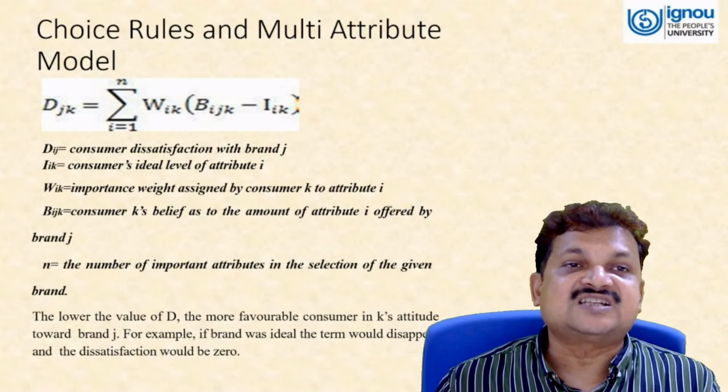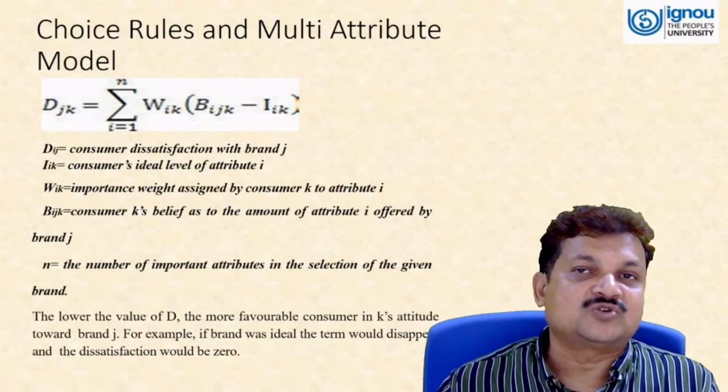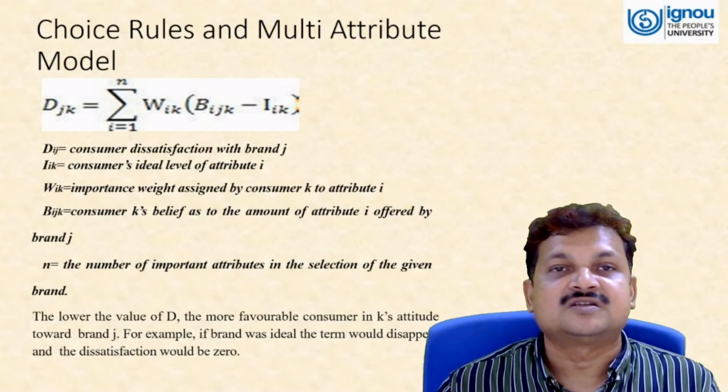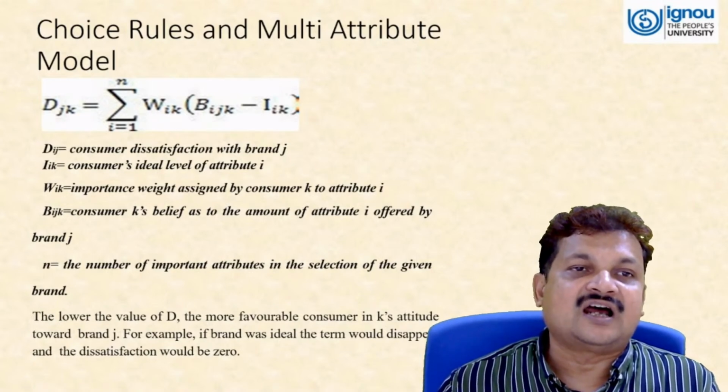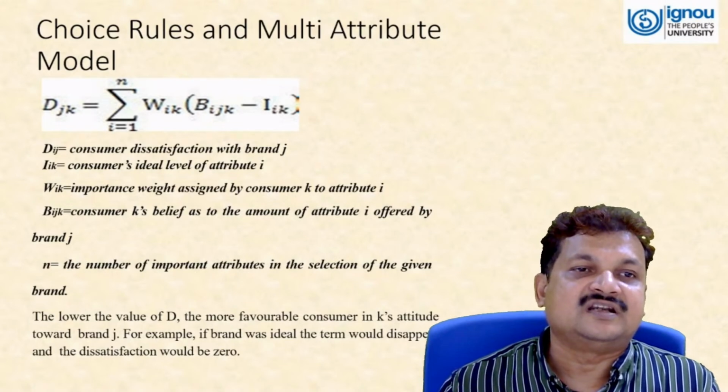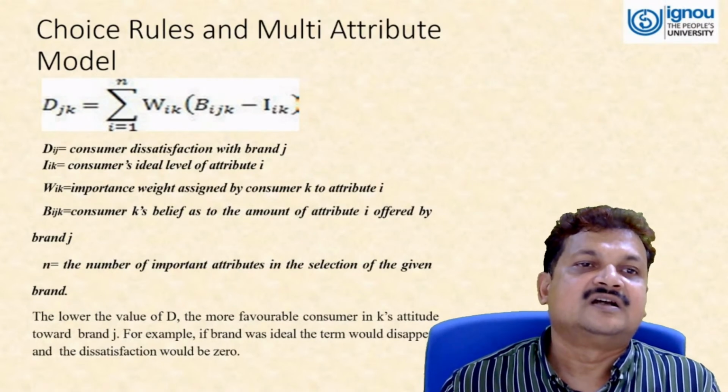But when there is dissatisfaction about the brand on certain attributes, you are going to think about the new brands available in the market. So the equation is DJK equals the summation of I equals 1 to N of WIK times the absolute value of BIJK minus IIK. Here DJK is the consumer dissatisfaction with the brand J.